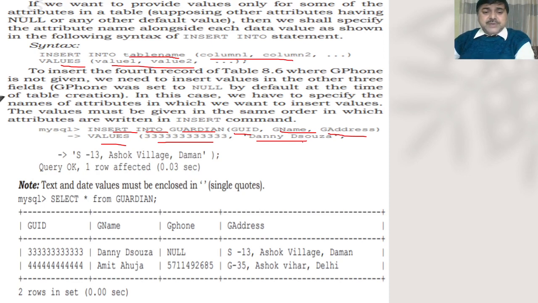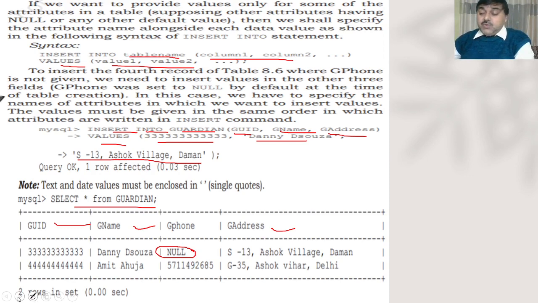As you are specifying this, we are giving three values: the GID, G name, and G address, and the address is specified here. For the phone number I am not inserting anything. So by default, when I run it and see the result, there is a null value. This way we can insert a null value in a table.